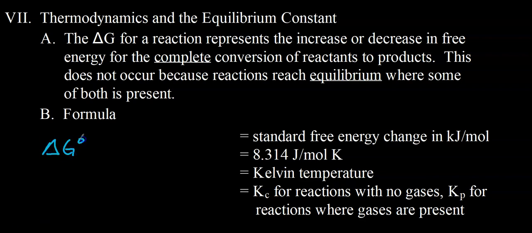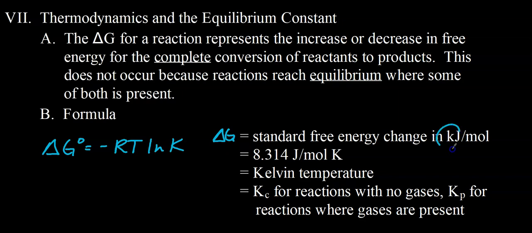We're going to go delta G naught, so we're going to just look at standard conditions. And so we end up with this: delta G naught equals negative RT natural log of K. So change in free energy, of course, is delta G, that's in kilojoules per mole.